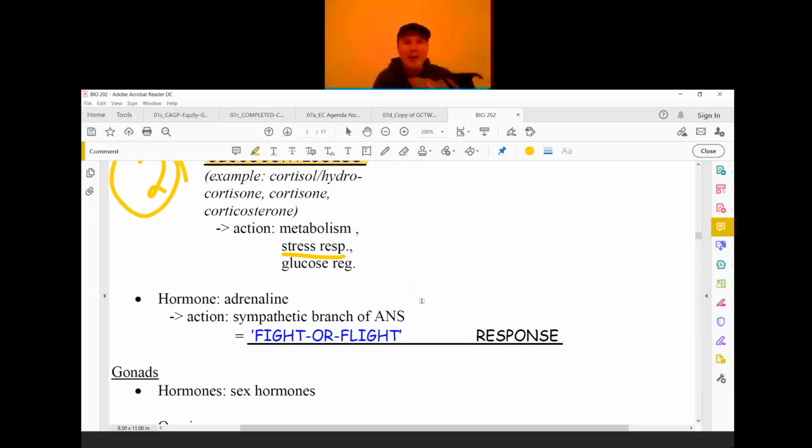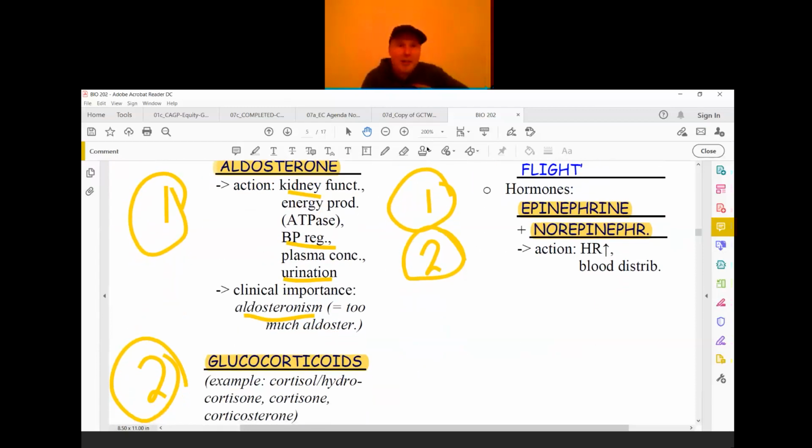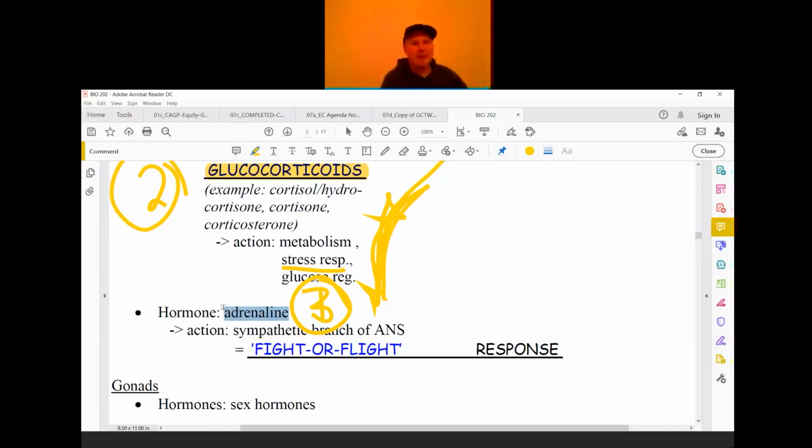So from this, I want to highlight the hormone adrenaline, kind of going to what we talked about, the epinephrine and norepinephrine. In addition to epinephrine and norepinephrine, I'm trying to go down here with this arrow. We're going to look at adrenaline, and that's going to be the third hormone to highlight there. So adrenaline, of course, drives the sympathetic nervous system branch.